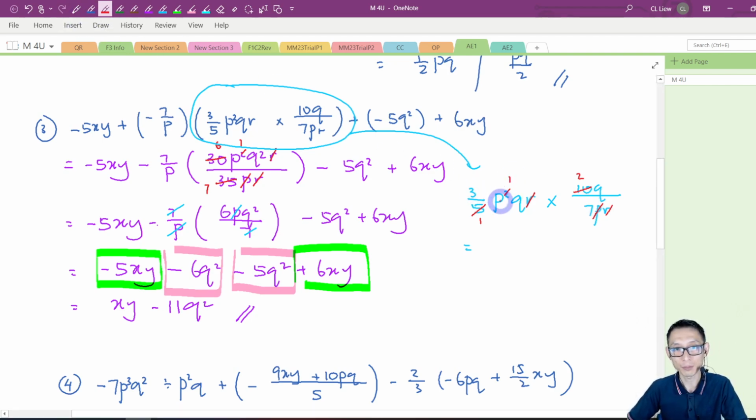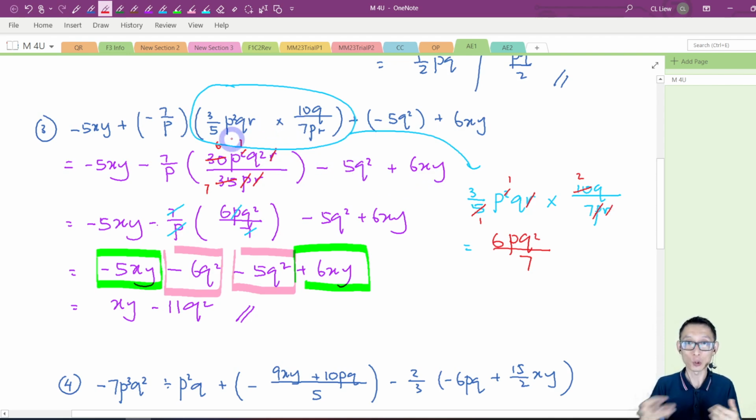So we have 3p q, oh sorry, not 3p. So this 3 times 2, you will get 6 p q square. And how about here? 7. Now you see, you are actually getting the same answer. Okay, it's up to you. You want to combine them together, then only start to do the simplifications, or you want to straight away do the simplification first, then only combine these two together.